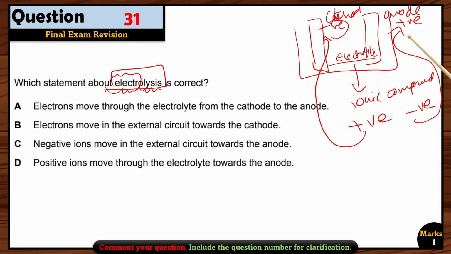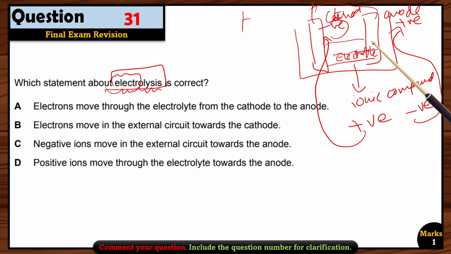Another important thing you have to remember is that we also have an external circuit outside. In the external circuit, we have the positive and the negative terminals, and in the external circuit, electrons are actually moving. So electrons don't move inside an electrolyte. It's only the ions that are moving inside an electrolyte. The electrons always move in the external circuit. This is the biggest mistake the student usually do for electrons. They think that electrons are moving inside the electrolyte.